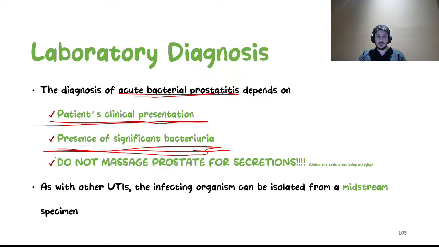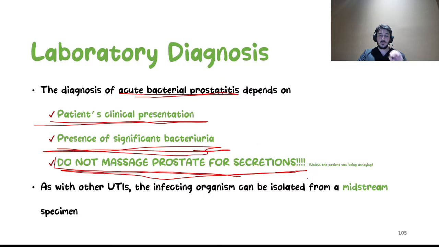Very important to know that we do not massage the prostate for secretions in acute bacterial prostatitis. Why? Because as I told you, as soon as you touch it, the patient will jump out of pain. If you massage the prostate, the patient will actually pass out from pain. And same as other UTIs, it's a midstream specimen that we collect for the urine.